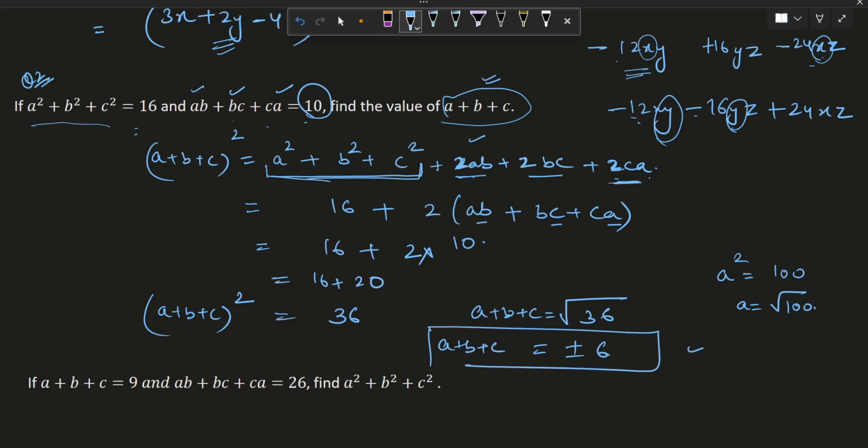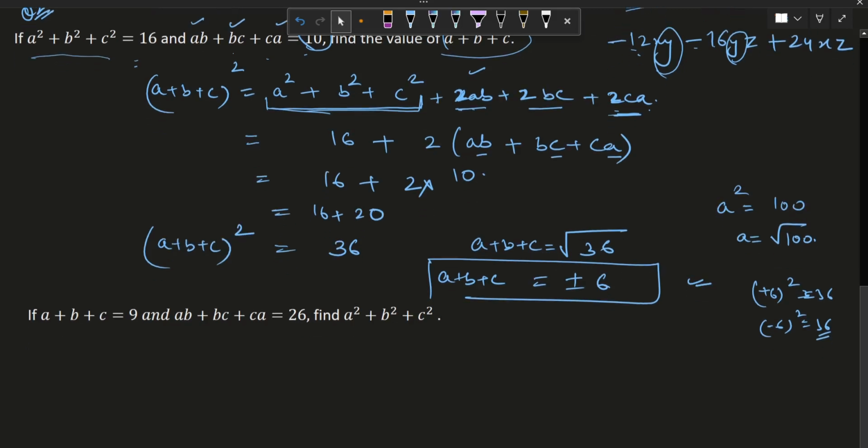So what is the value of a plus b plus c that you got? Either plus 6 or minus 6. Okay. Whenever we remove the square root, we say plus minus 6. It could be minus also, because the square of plus 6 is also 36, and the square of minus 6 is also 36. Is that okay, students? Should I move to the next question?